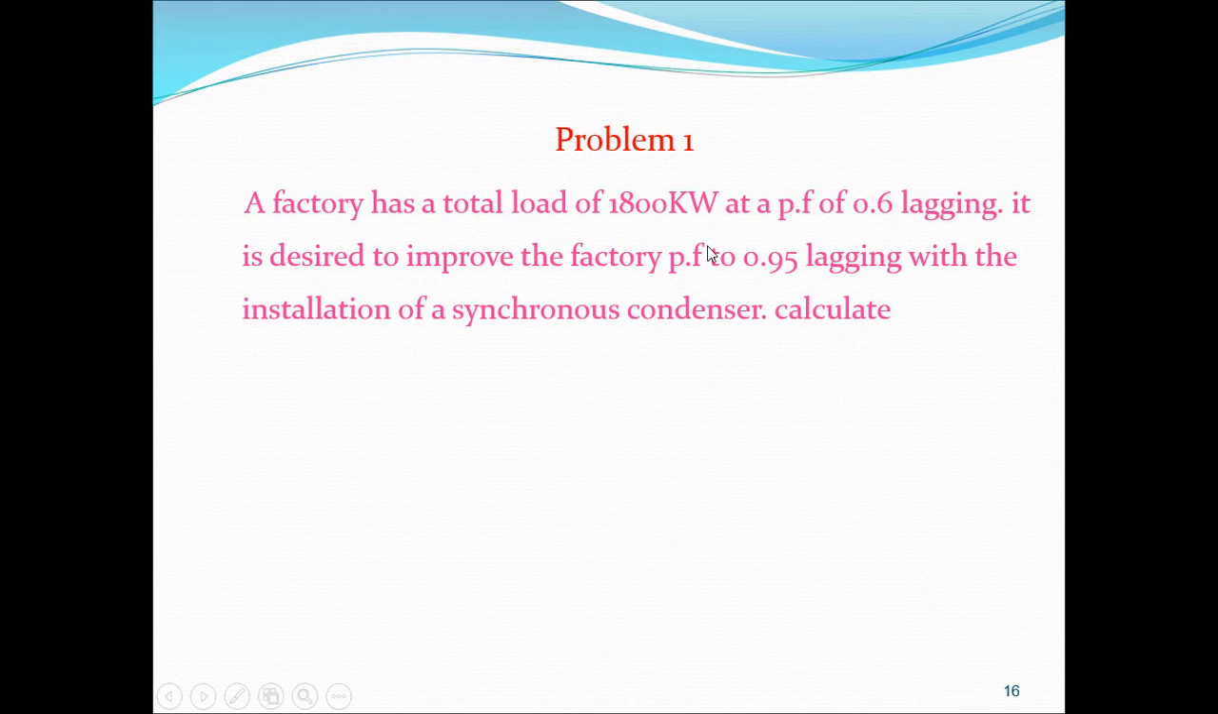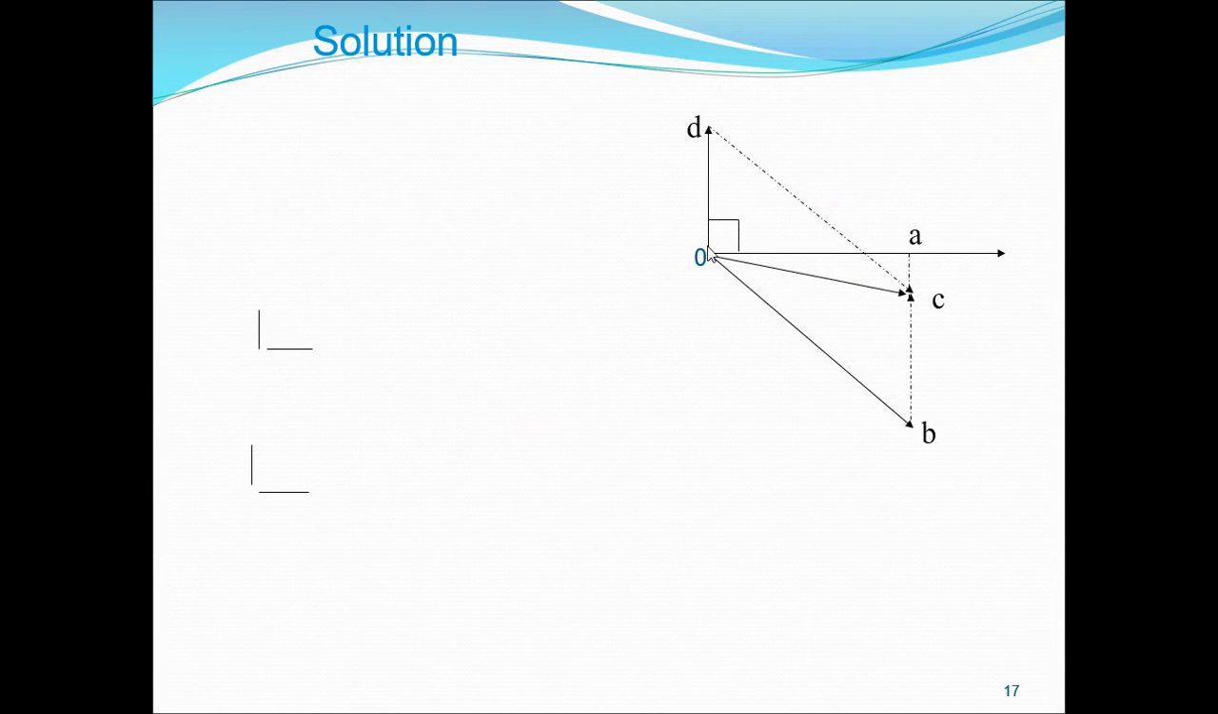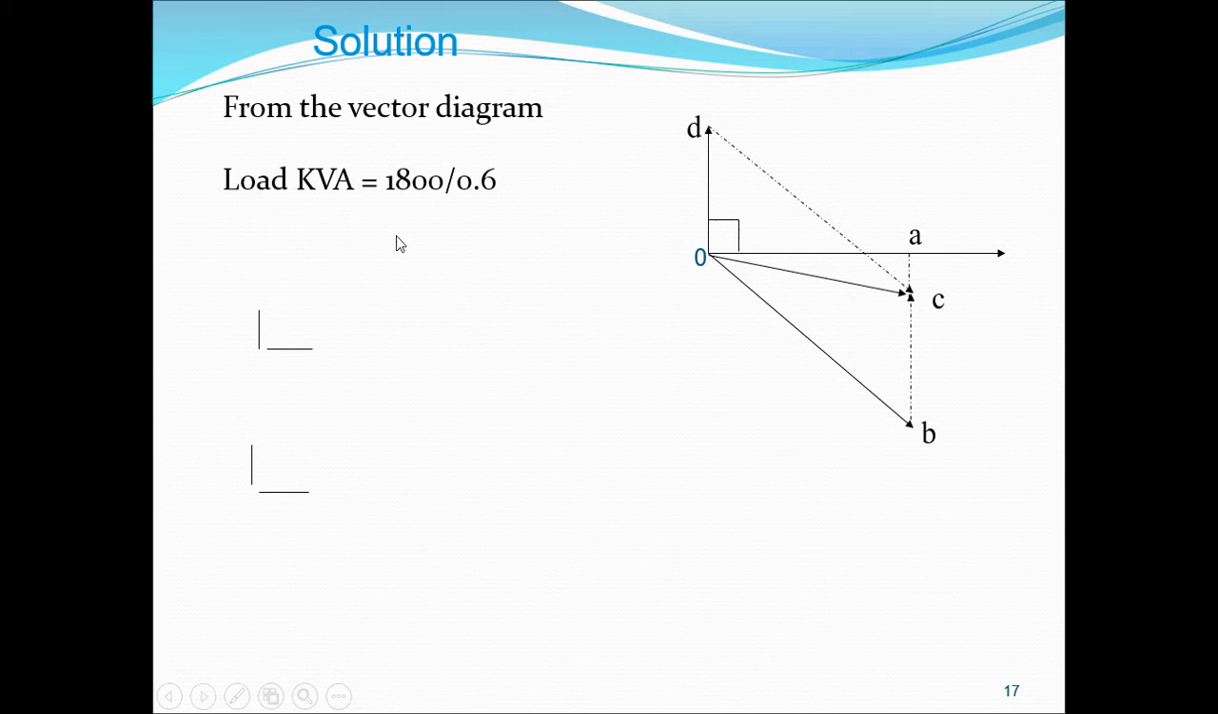So first, what we have to calculate: the kVA rating of the synchronous condenser. Next, the total kVA of the factory. So first draw the vector diagram and write the given data. So what is the given data? He has given load kW, 1800 kilowatts. So load kVA is kW by power factor, that is 1800 by 0.6, which is 3000 kVA.